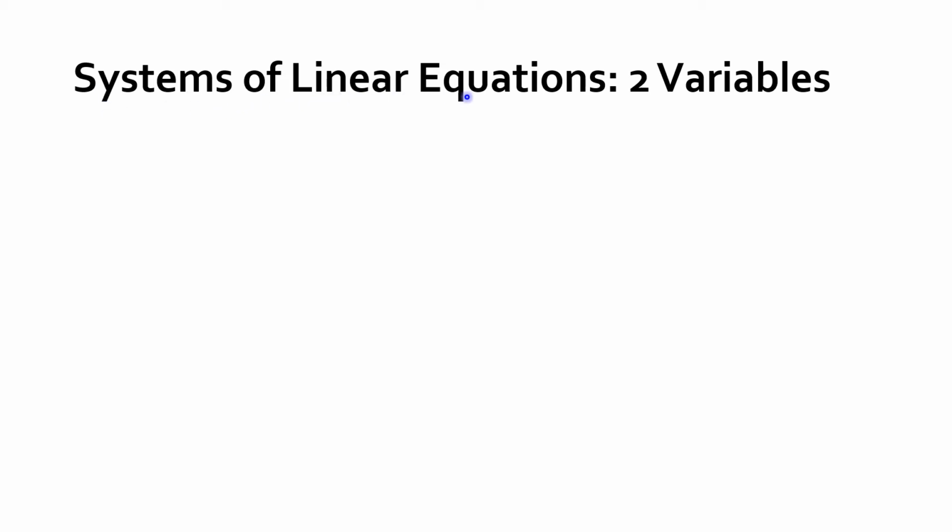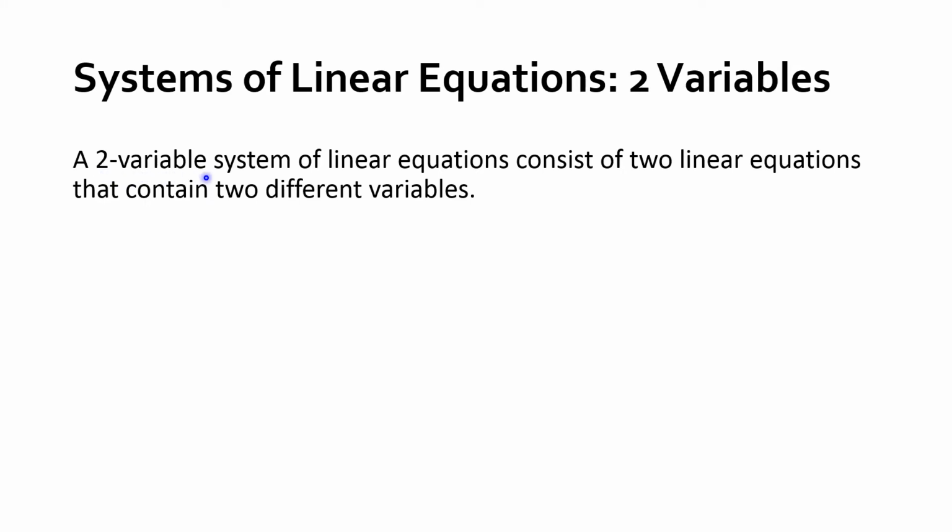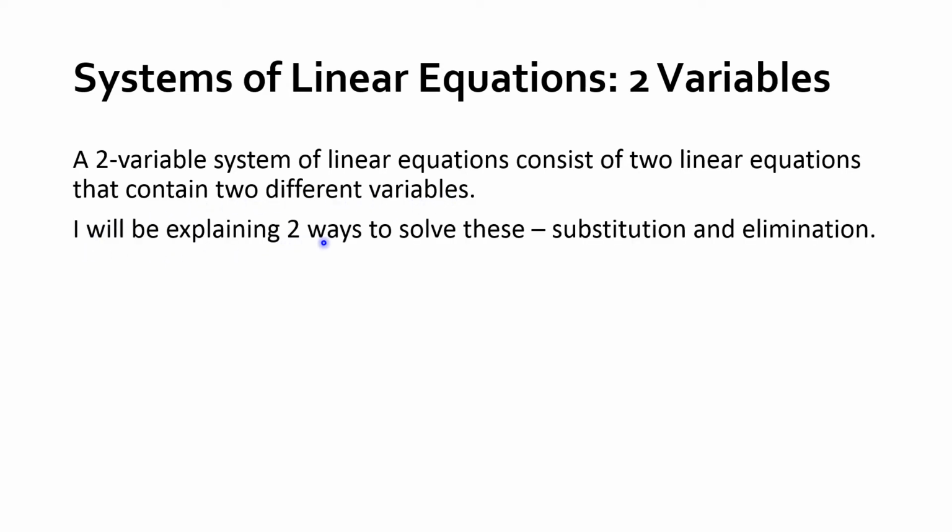Systems of linear equations, two variables. A two-variable system of linear equations consists of two linear equations that contain two different variables. I will be explaining two ways to solve these, substitution and elimination.